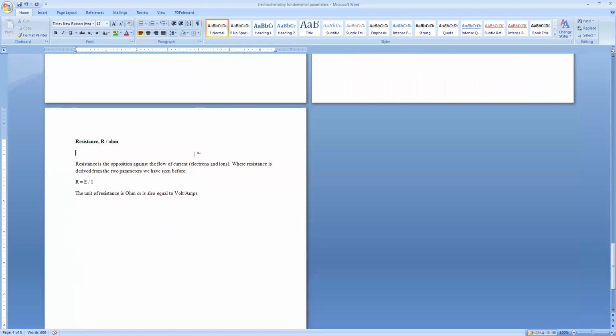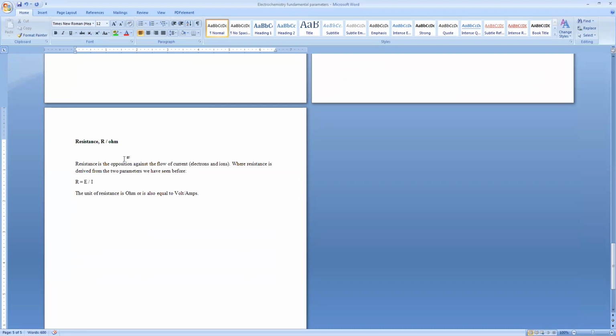And finally, resistance. How to describe resistance? Resistance is basically the opposition towards charge transfer or the flow of electrons. That is how we describe resistance. So resistance is how much opposition there is against the charge transport. If the opposition against the charge transport is very huge, therefore the resistance is very high.